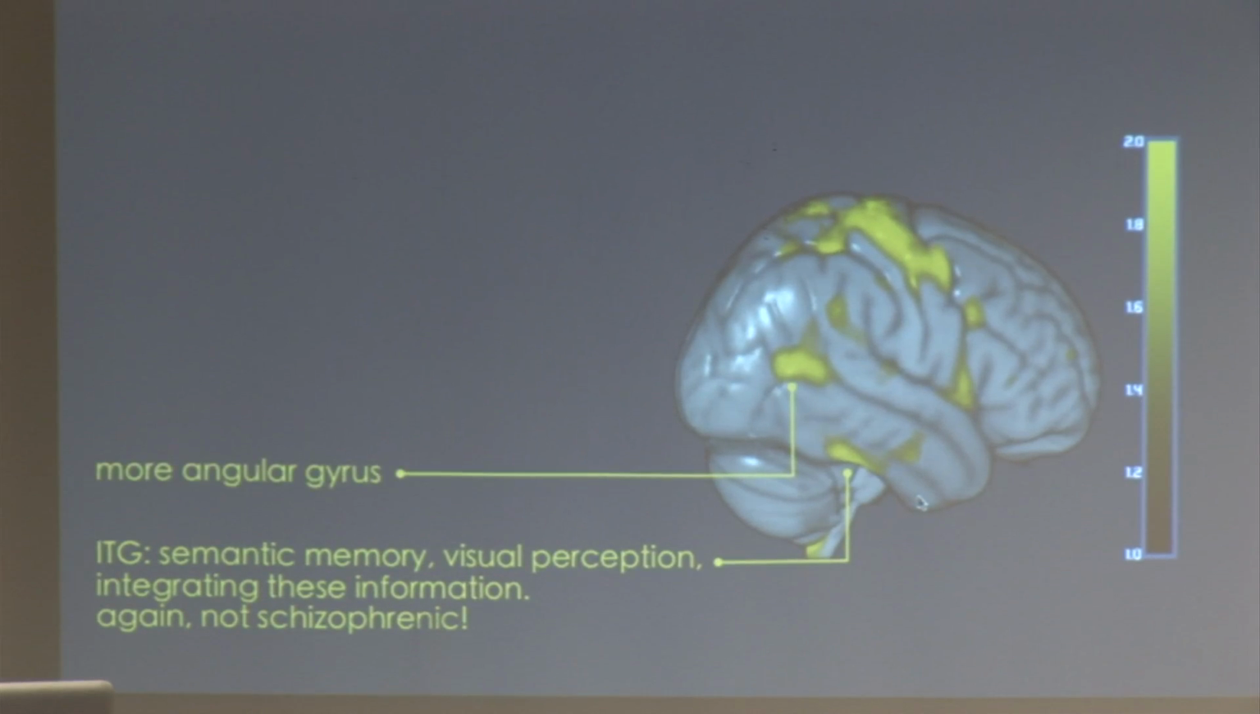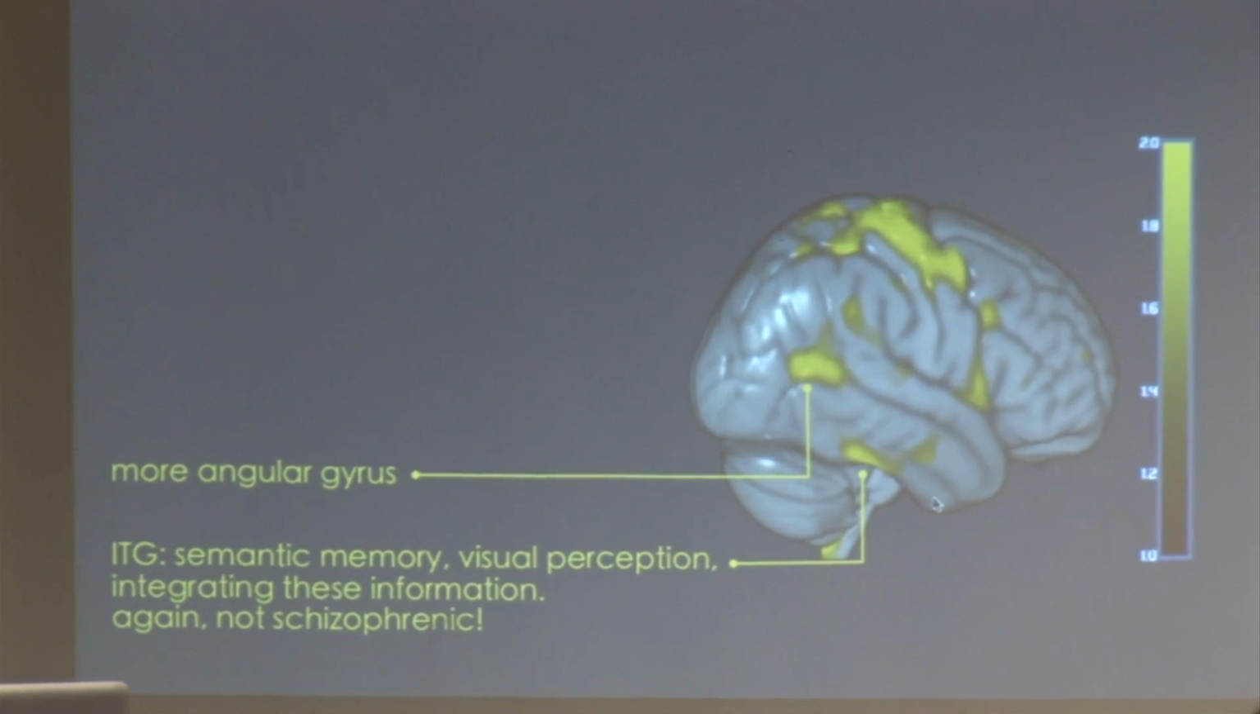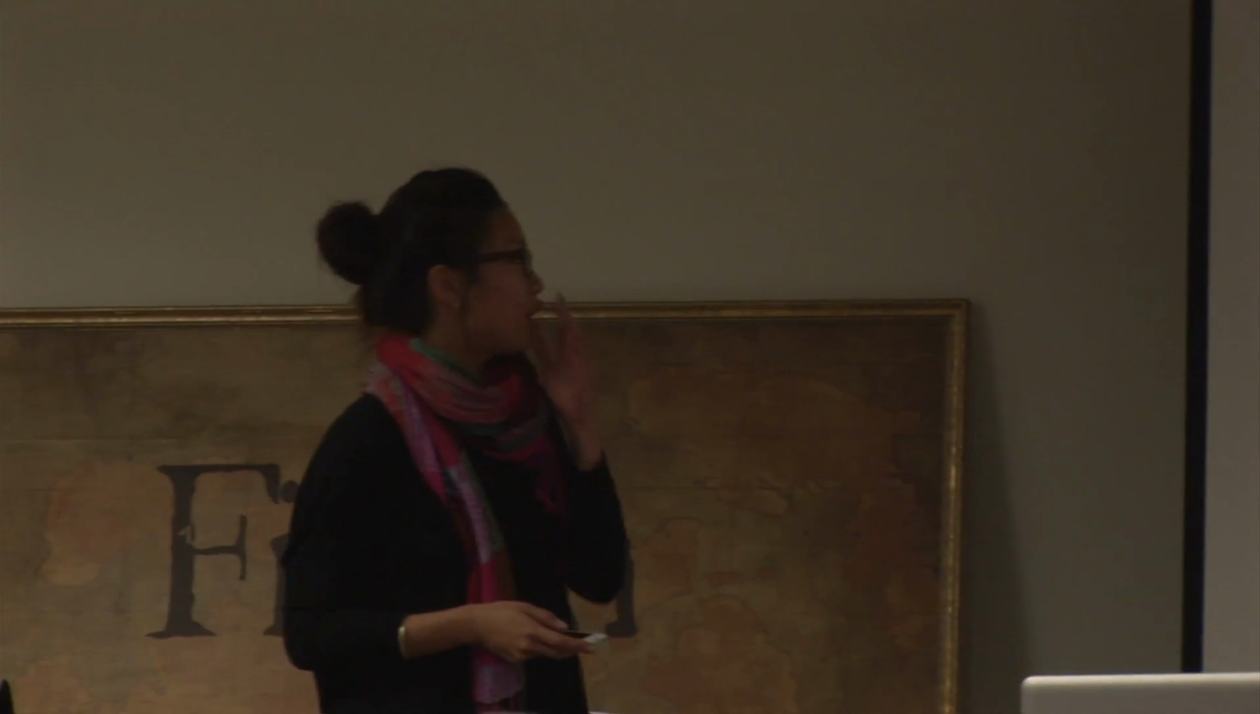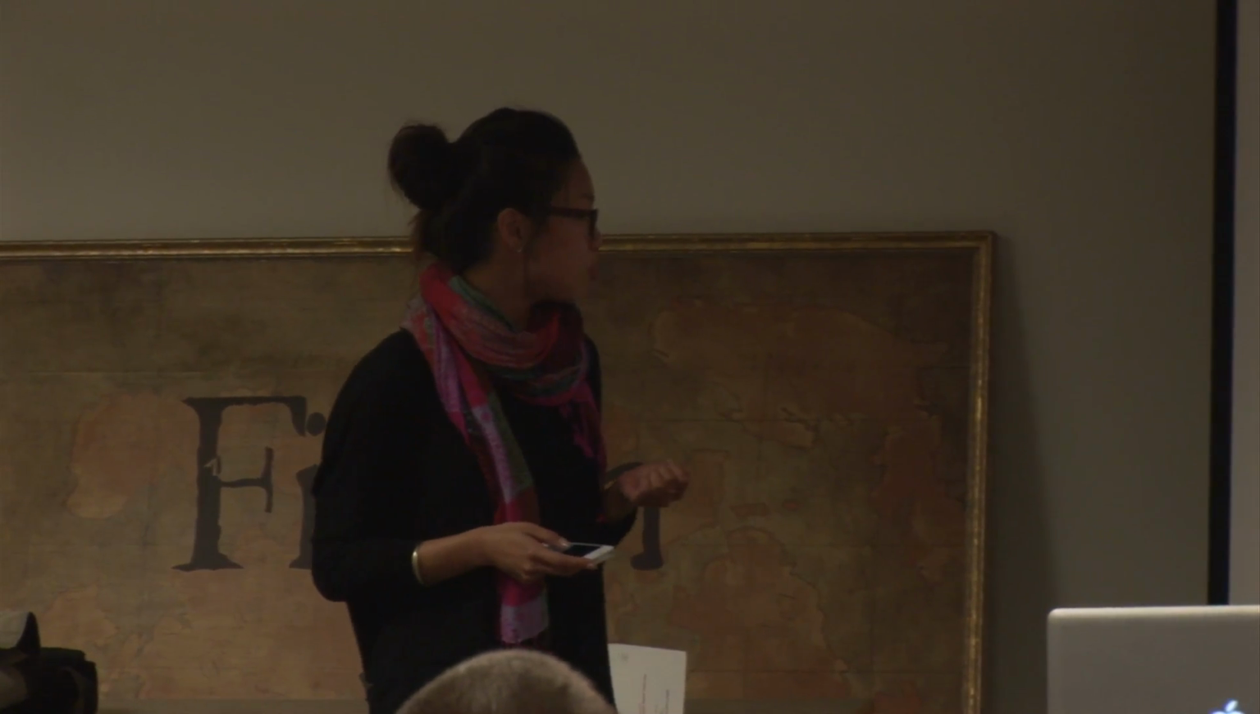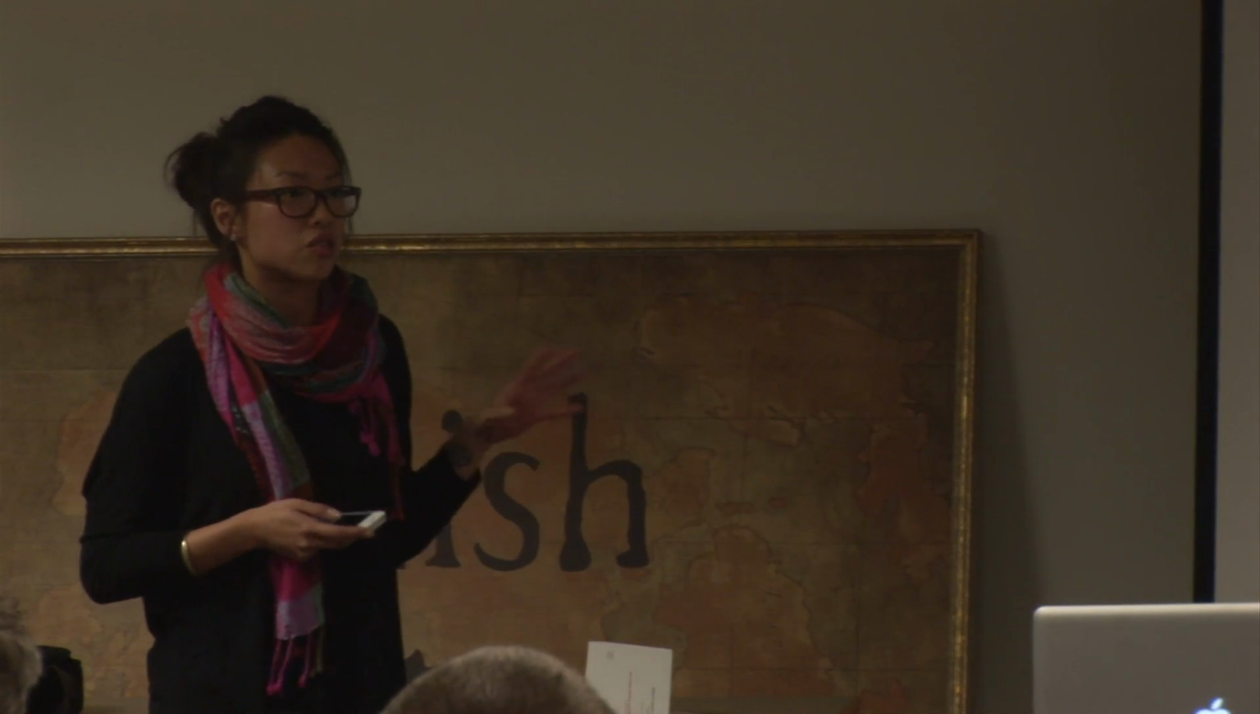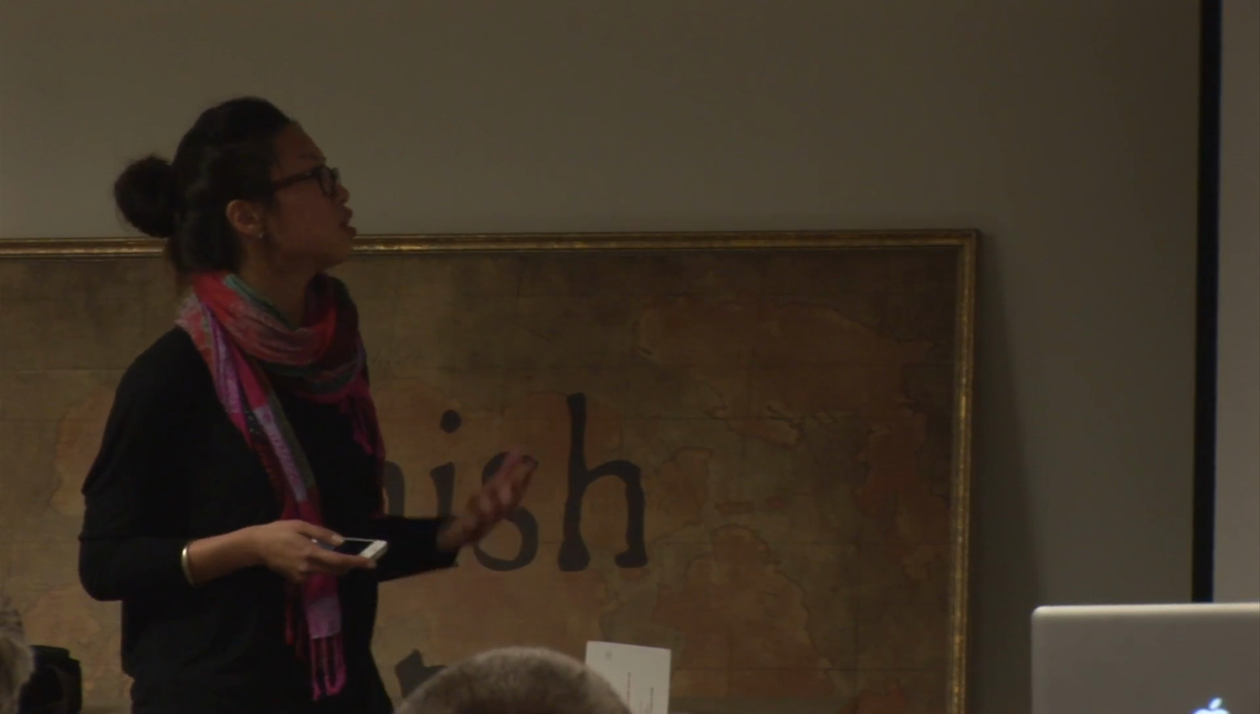What's the 10 to 20 scale? The 10 to... no, it's 1.0 to 2.0. So that's okay. 1 to 2 standard deviations, and that's what the color scale is.